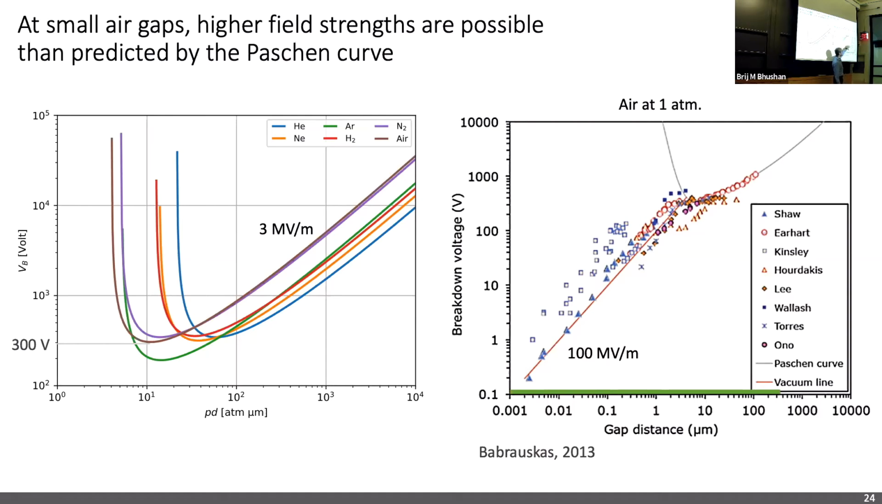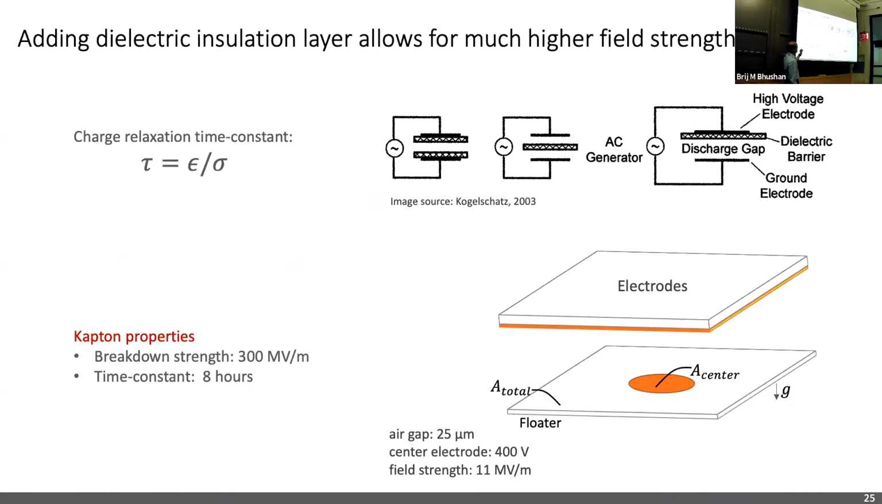So we are still limited by Paschen, and it seems that we would be very prone to discharge, especially at large air gaps. But it turns out that because we are using a dielectric insulating coating on top of our electrodes, for short durations, we can use much higher field strengths. And the reason for that is that, for example, Kapton, the dielectric, has a very high dielectric strength of 300 megavolts per meter, and its charge relaxation time constant, that is the time it takes for the charges, if I represent some charges here, to be reflected on the other side, is of the order of 8 hours.